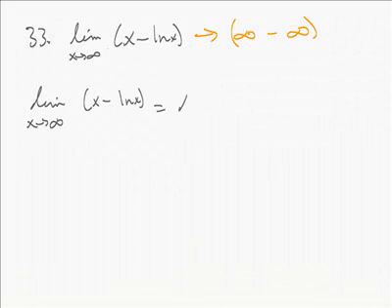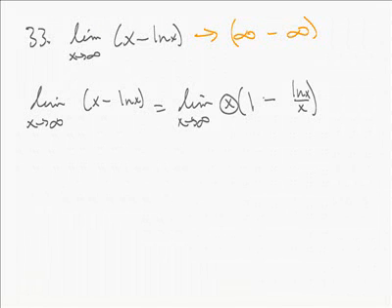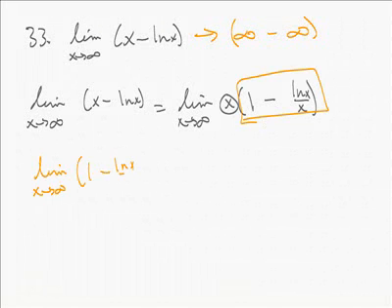Kind of a little trick here. What we're going to do, we're going to say this is a limit as x goes to infinity. I'm going to factor an x out in both of those terms, so I get x times 1 minus the natural log of x over x. Now, what does this equal then? Well, as x goes to infinity, obviously this portion goes to infinity. What about this portion right here? Well, let's just pull that out to the side and look at the limit as x approaches infinity of 1 minus the natural log of x over x.